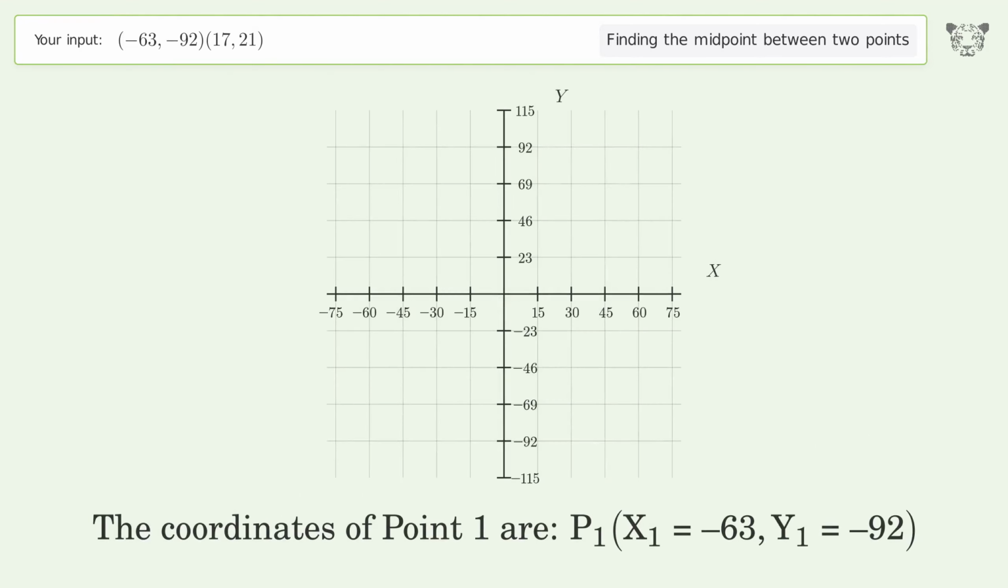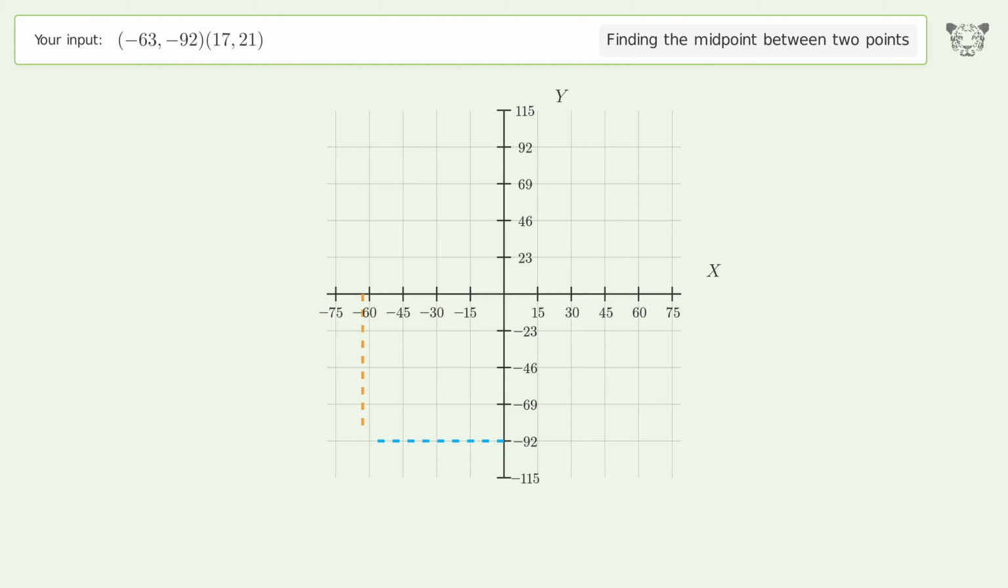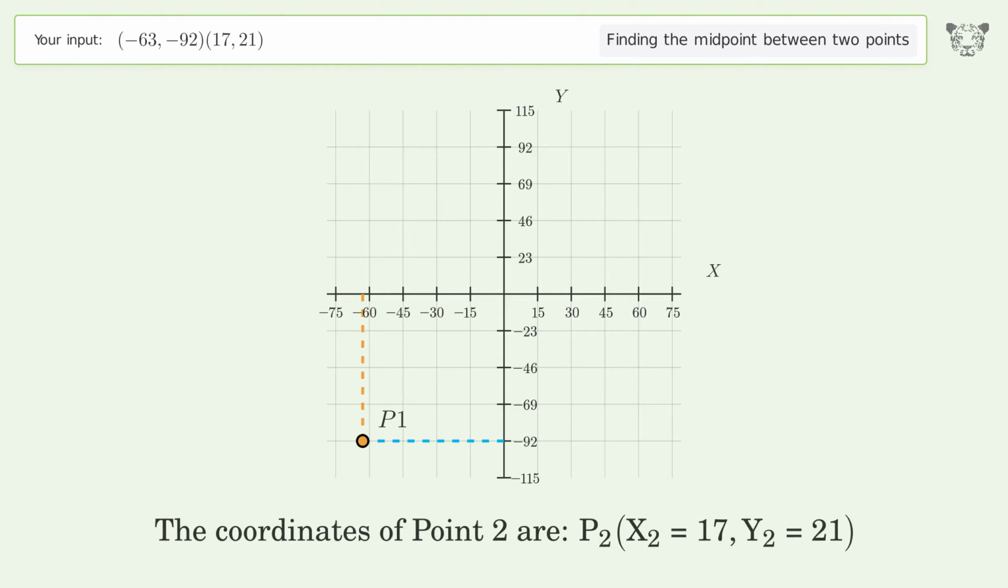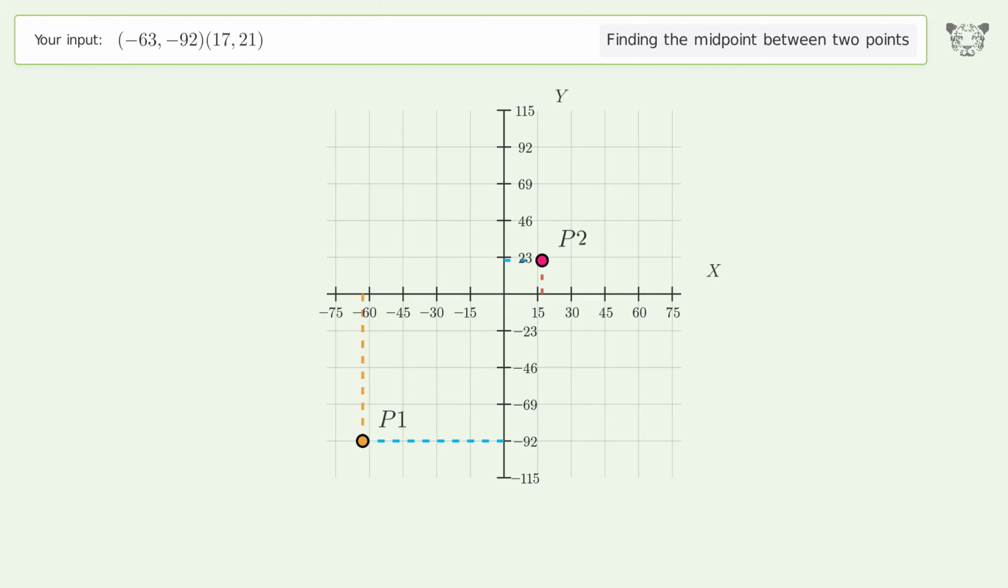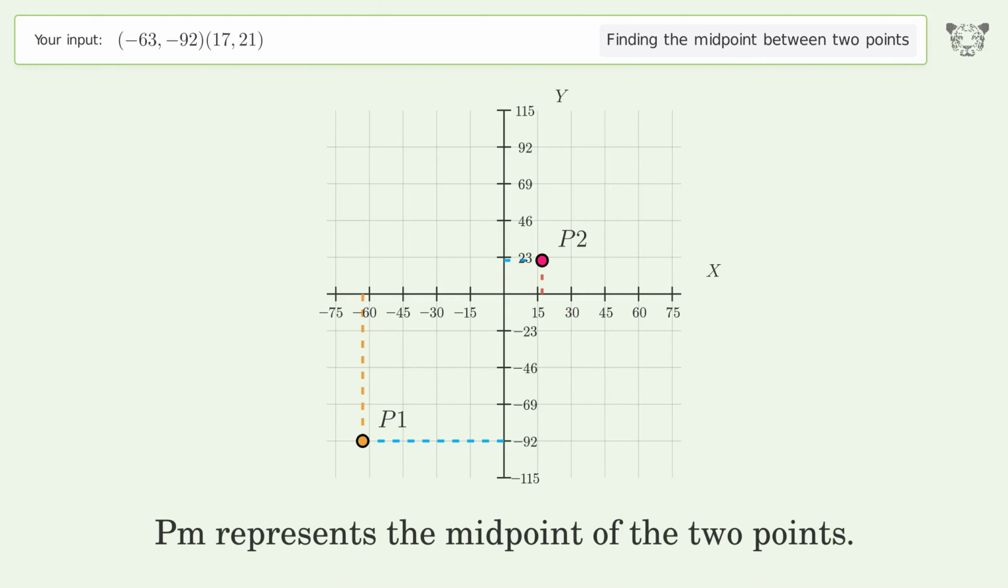The coordinates of point 1 are, x1 equals -63, y1 equals -92. The coordinates of point 2 are, x2 equals 17, y2 equals 21. PM represents the midpoint of the 2 points.